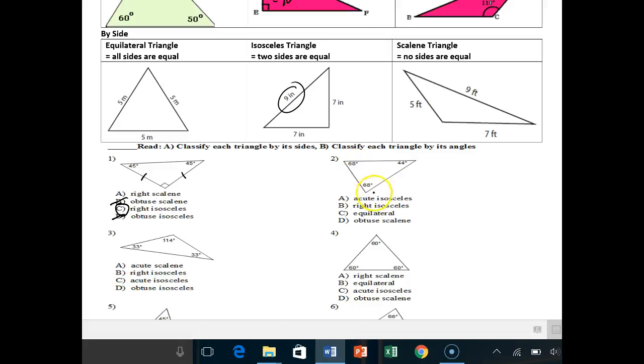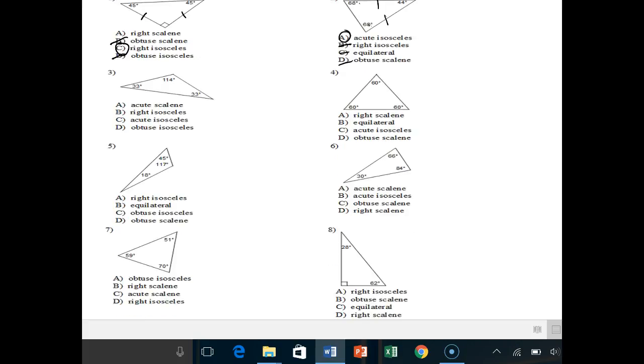I'll do two with you as well. So notice all the measurements on the inside are smaller than 90, so that's acute. So I cross off anything that doesn't say acute, and it's acute isosceles. Again, notice two angles are the same. That means this side and this side would be equal. Number three, one angle is greater than 90 degrees, so that's obtuse right off the bat. So I cross off anything that doesn't say obtuse, so it's obtuse isosceles. Again, two angles are the same. That means this side and this side are equal.